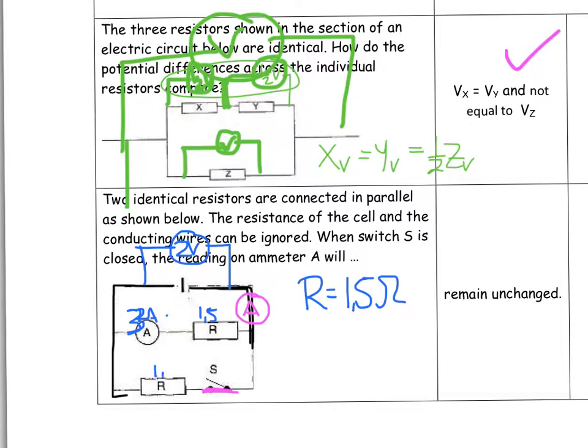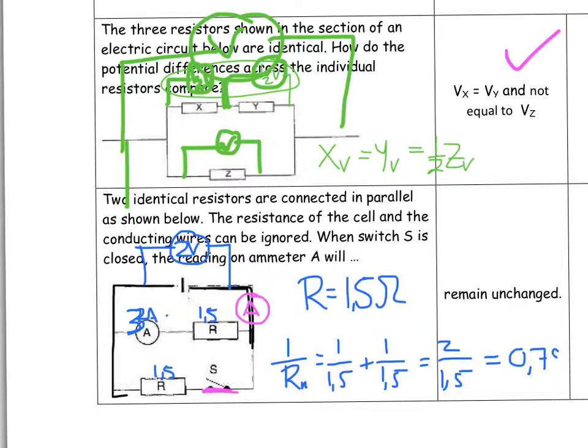And this was now 1,5 as well. So let's see what happens to my resistance. I've got 1 over R parallel is equal to 1 over 1,5 plus 1 over 1,5, which is equal to 2 over 1,5, which is therefore going to be equal to 1,5 divided by 2, which is 0,75.